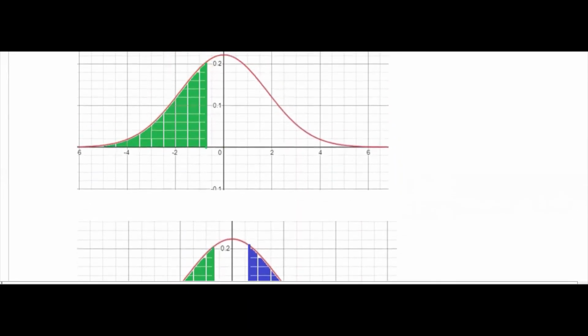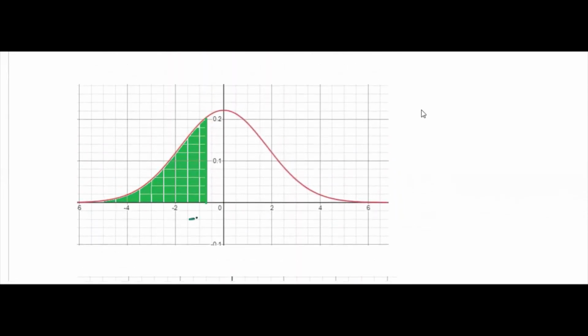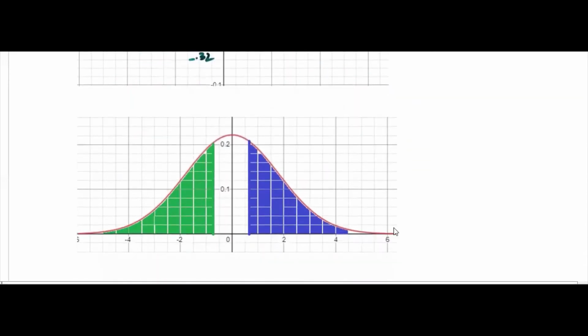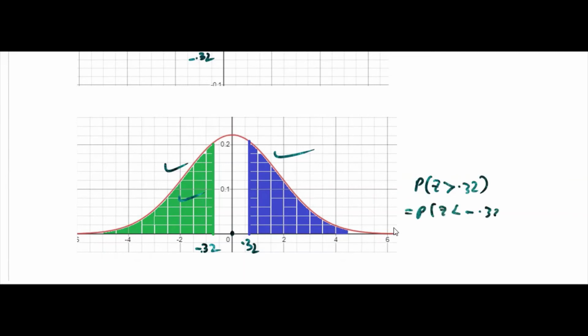See left hand, I will show you one graph here. See, this is what we wanted to know. This is minus 0.32, this area to the left, that is equal to the area to the right. This area and this area are the same, because the standard normal distribution is symmetrical about the mean. So this area left of minus 0.32 and this area right of 0.32, that means the probability that z is greater than 0.32 and the probability that z is less than minus 0.32 are the same.